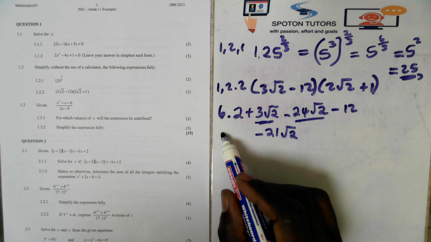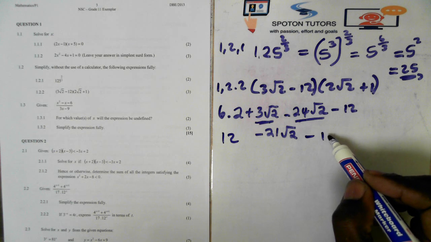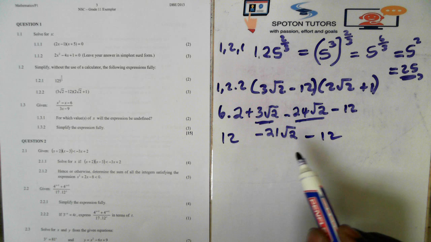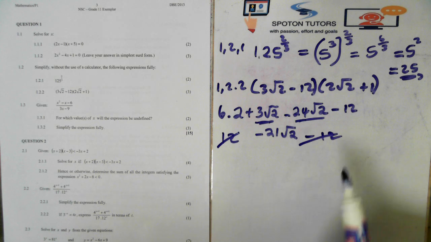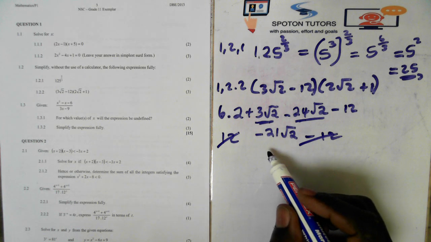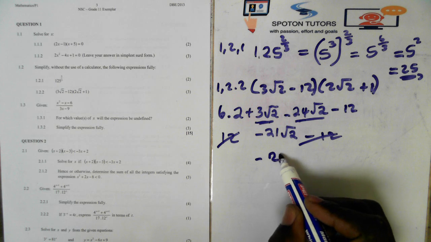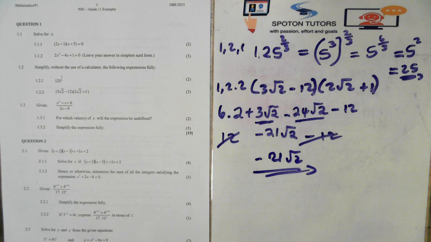6 times 2, 12. Positive 12. We have a negative 12 on that side. So it's clear that a positive 12 minus a 12 gives us a 0. They don't cancel, they actually eliminate each other. So your final answer here becomes what? Your final answer becomes minus 21 root of 2. We have all done that without aid of a calculator.